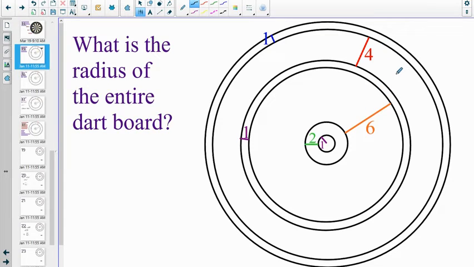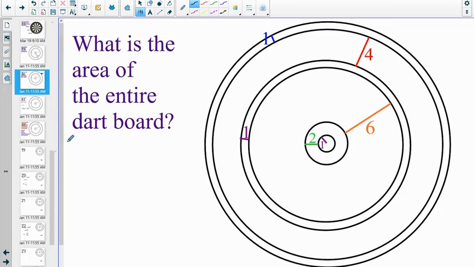So my first question is, what is the radius of the entire dartboard? Well, we're going to go 1 centimeter plus another 2 centimeters here, plus 6 centimeters, plus 1 centimeter, plus 4 centimeters, plus 1 centimeter, all the way to the outside. That whole big long radius, all of them added together, is 15 centimeters. Which means if I know what the radius of this entire dartboard is, we can figure out what the area of the entire dartboard is.